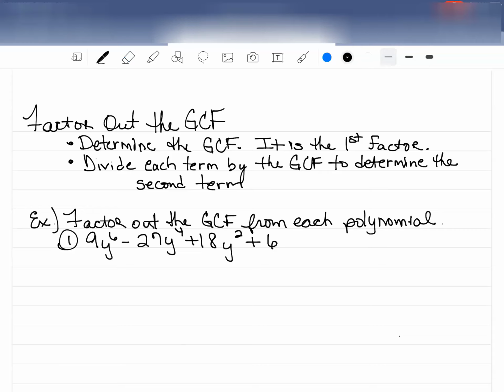So if I need to factor out the GCF, the first thing I'm going to have to do is determine the GCF, and that's going to be one of my factors. My second step is going to be to divide each term by the GCF. I have a correction here. On here I have second term written down. Please fix that. It should say second factor.